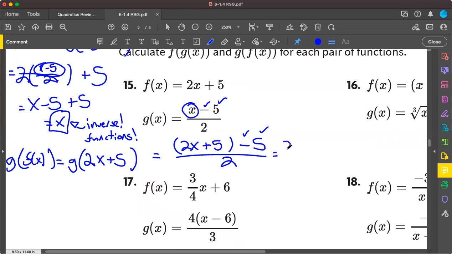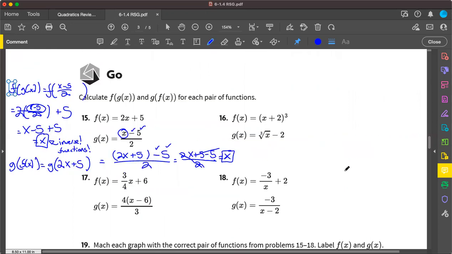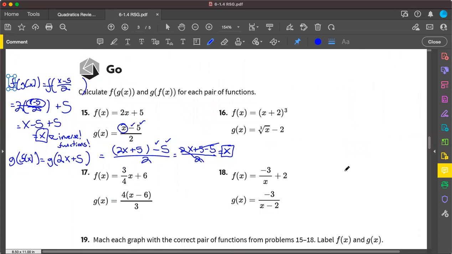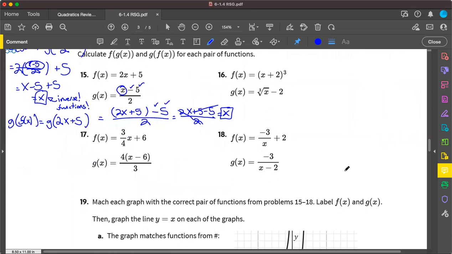And don't be afraid to rewrite it a bunch if you have to, but at some point, challenge yourself to not have to write parentheses. Maybe notice something is going to cancel. So your 5s cancel. This is an L over 2, but it's just 2x over 2. So your 2s can cancel. So lo and behold, it equals x. Simple, right?